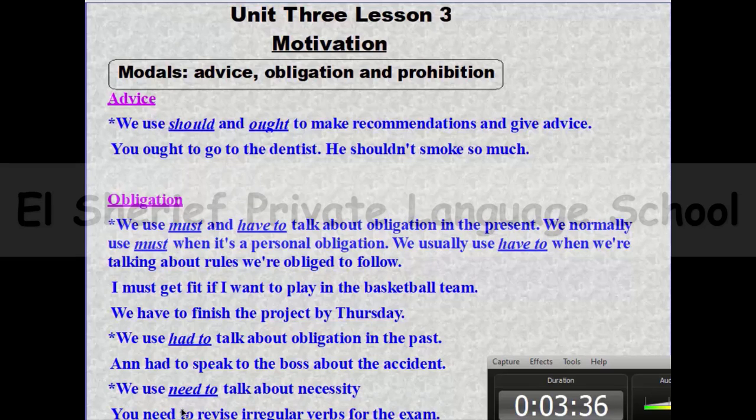Also, we can use the words need to. Need to, we use it to talk about necessity. Like, you need to revise irregular verbs for the exam.